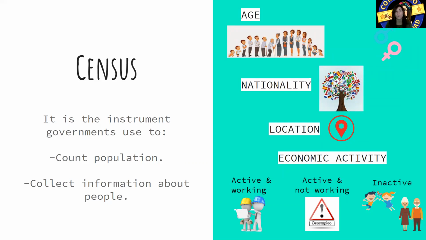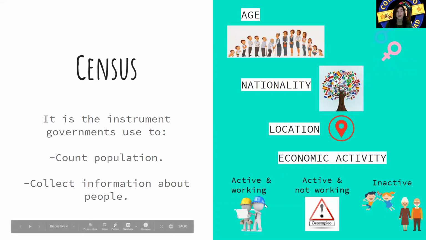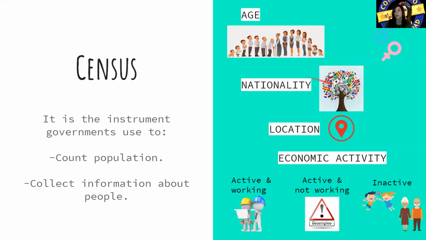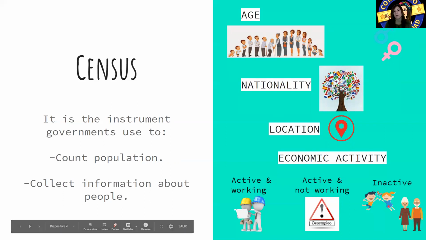What information can we include in a census? We can include different aspects: the age, the nationality, the sex, the location where these people live, and the economic activity. If a person is in the age of working and is working, we say that person is active and working, which is employed. A person that is in the age of working, but because of different circumstances is not working, is an active person, but is unemployed. And people like you, for example, children or elderly people who are dependent on others, we say that they are inactive.